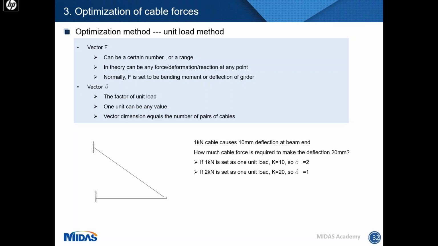Vector delta is the factor of the unit node. Please notice 1 unit node can be any value. If we take example 1, for example, if we set 1 kilonewton as 1 unit, the matrix K is 10 and the delta will be 2. But for some reason, if we set 2 kilonewton as 1 unit load, the K will be 20 and the delta will be 1.